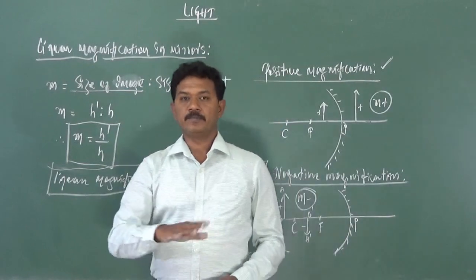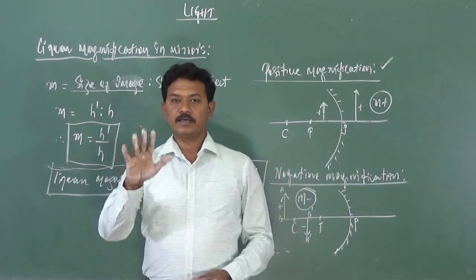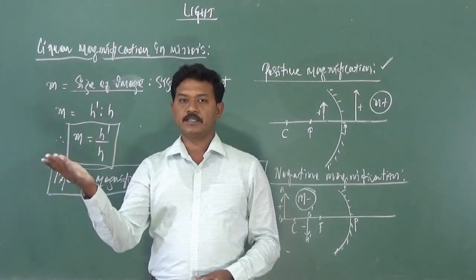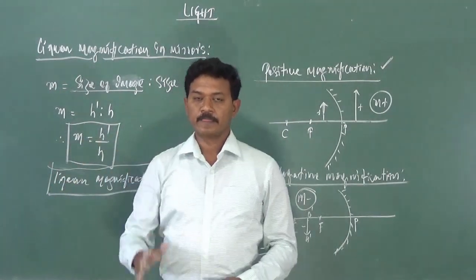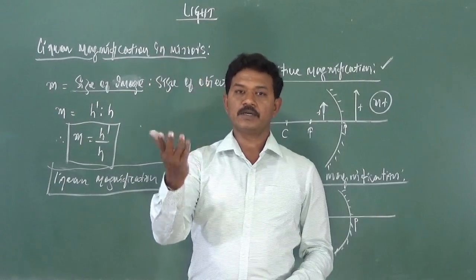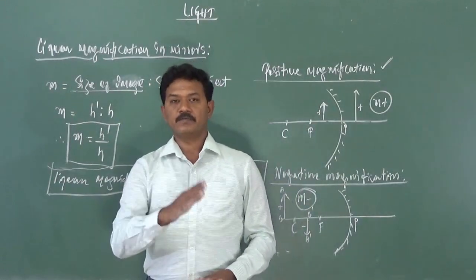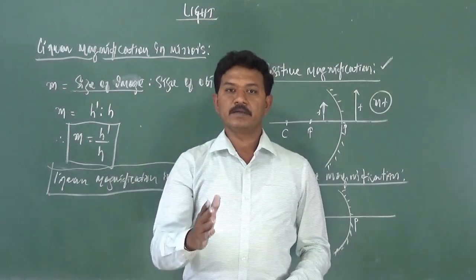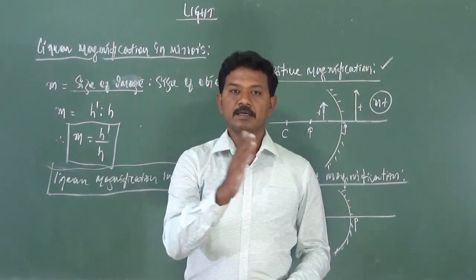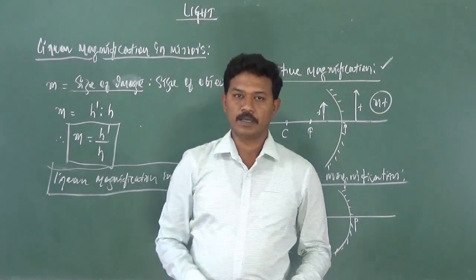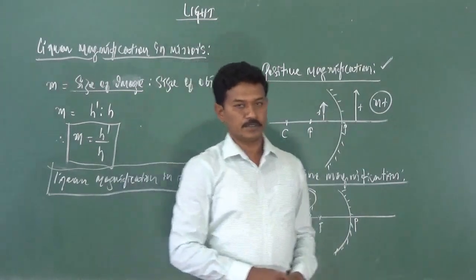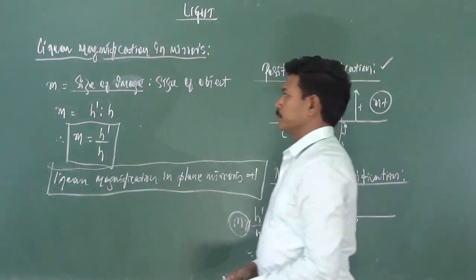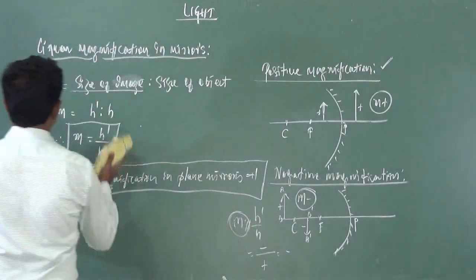Magnification may be of two types. If in a ray diagram you get a virtual and erect image, then the magnification is said to be positive. If in the case of a mirror you get a real image, then the magnification is said to be negative. And in the third case, for a plane mirror, magnification is positive and it is equal to exactly 1. So these are the points you have to remember regarding magnification. Now let us go with magnification in a concave mirror.